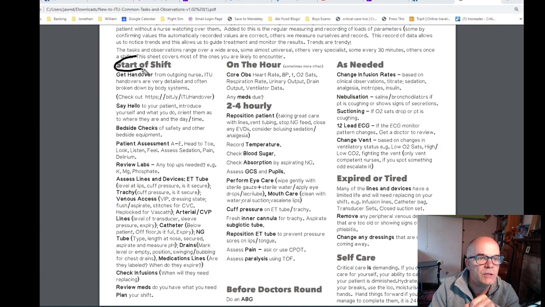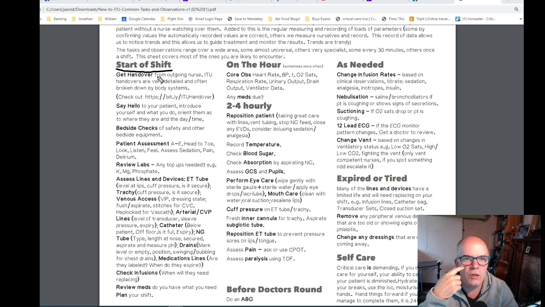Obviously, start of the shift. Sorry, interesting. Let's rub that out, start again. Right, so obviously, start of the shift. So you're getting handover from the previous member of staff. Sometimes they're very detailed, but often they're broken down by body systems. So the member of staff will either take you through the chart or take you through the patient systems, be it cardiovascular, respiratory, abdominal, etc.